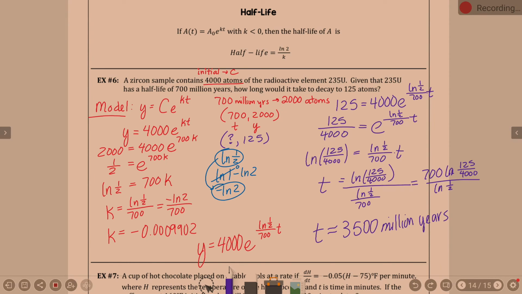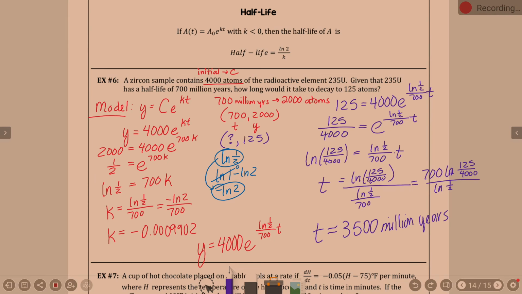No. Too bad. A cup of hot chocolate placed on a table cools at a rate of, they're giving us a rate, yes? Where H represents the temperature of the hot chocolate and t is time in minutes. If the coffee was 160 degrees Fahrenheit initially, what will its temperature be 10 minutes later? And notice we magically changed from hot chocolate to coffee.